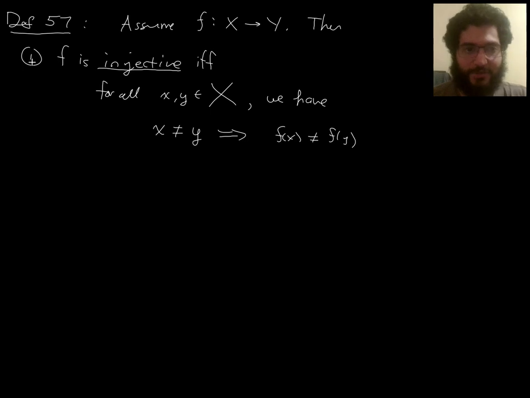Alright, so that was the first part of definition 57, and in the next video I'll introduce the next part of definition 57, which is another adjective. It's surjectivity, and I'll also introduce the third one, which is a combination of the first two.